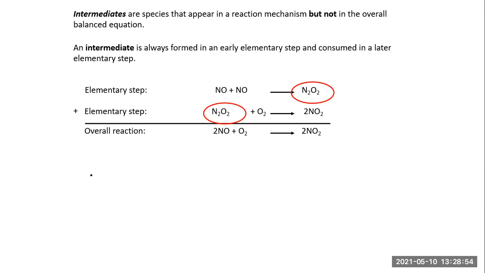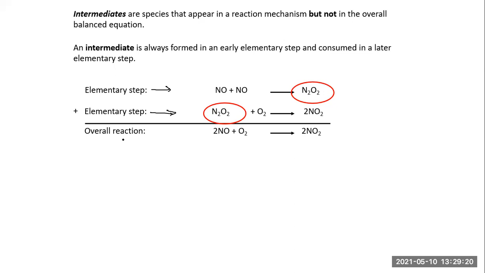And that's what we see here again with our N2O2 in this particular reaction we were just looking at. We definitely make it there in that first step, and then we use it up in that second step. And again, these are simple elementary steps to explain how this overall reaction takes place. Again, very similar to where you use different reactions to build an overall reaction.